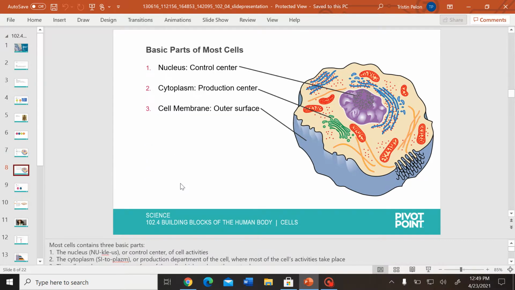Now, the parts of the cells. We have our main control center. This is going to be responsible for the cell's activities. This is called the nucleus. This is going to be right here. Then you have your cytoplasm. This is going to be your production center. It's going to be where the cell's activities mostly take place. And then you have your cell membrane, which is the outer surface protective layer.